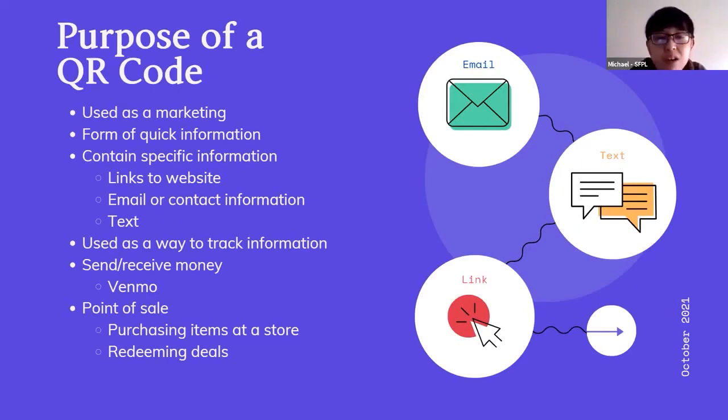And also QR codes are used as point of sale. So you could set up an account with Venmo, and you could go to a store and they accept QR codes as a form of payment. So you could scan that QR code at the store and they will charge whatever account you have associated with that QR code in your account. And you could buy things like that.